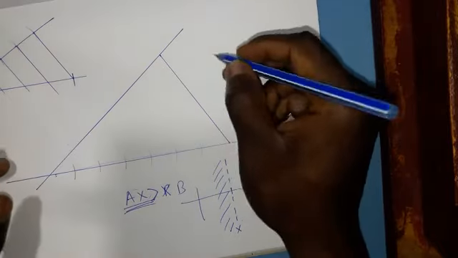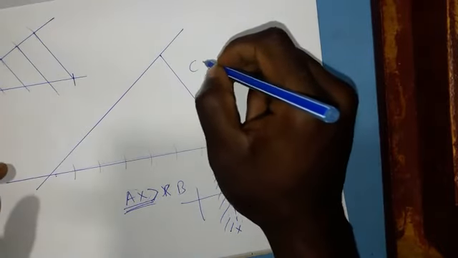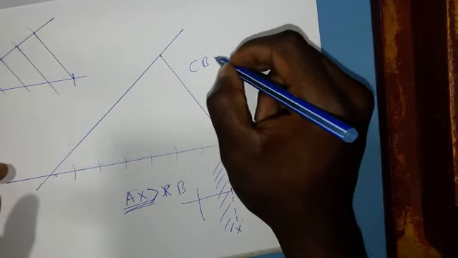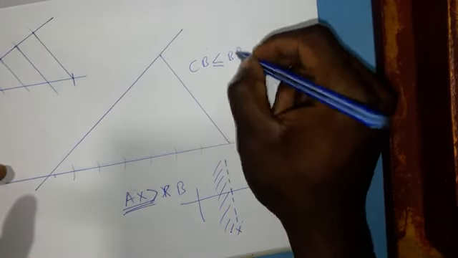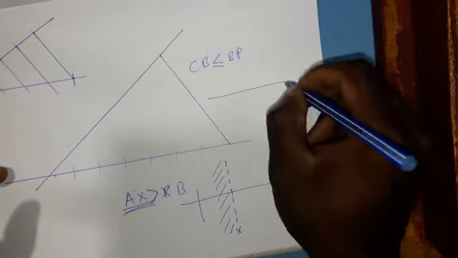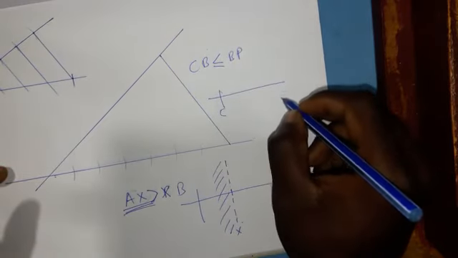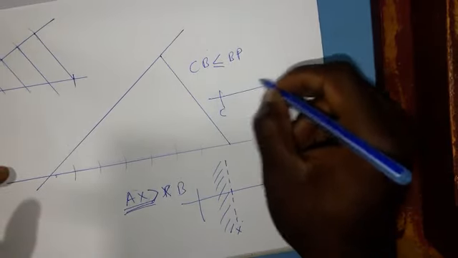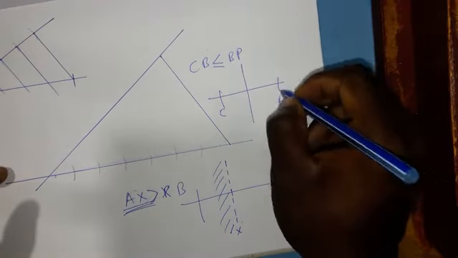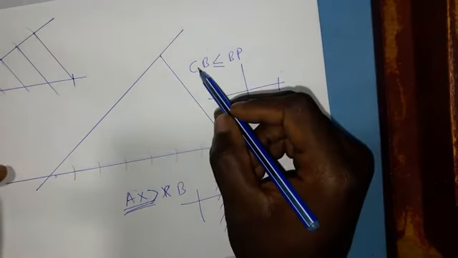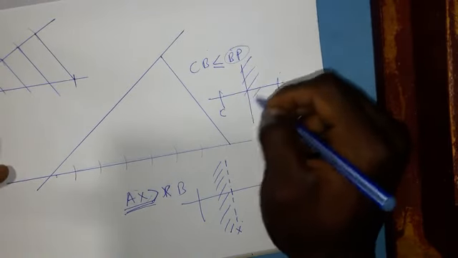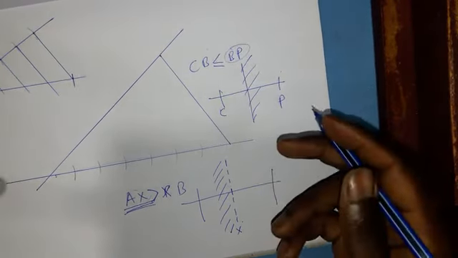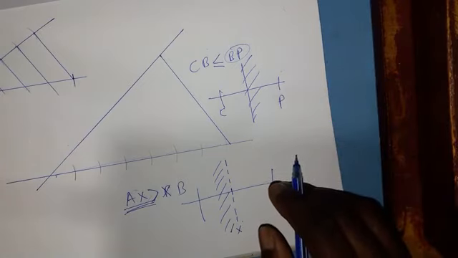Or for example, I find that I have CB is less or equal to BP. I'll simply now have this one as C and P, and my B will be that manner. So it means my answer lies in the region less than this. So I'll simply shade that and it will be a continuous line. I believe you have seen the gist of what is happening.